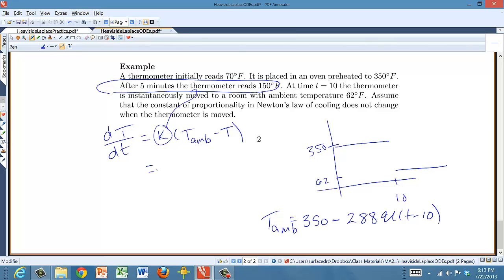So if we write that down in our ODE, dT/dt will be a constant times 350 minus 288 times the Heaviside function shifted by 10, minus T, and then that's it. Okay, so you can use Heaviside functions in all kinds of places to represent these discontinuous things happening.